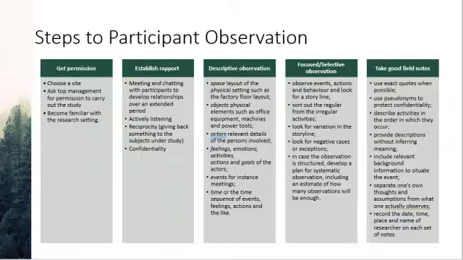I'm also going to talk in more detail about the general steps for participant observation. Before you start, you do need to get permission. So you need to choose a site that could be some kind of business, for example, and ask top management for permission to carry out their study. This is also when you can become familiar with the research setting, which was tip number 2 in the 10 tips for participant observation. Number 2, establish rapport.